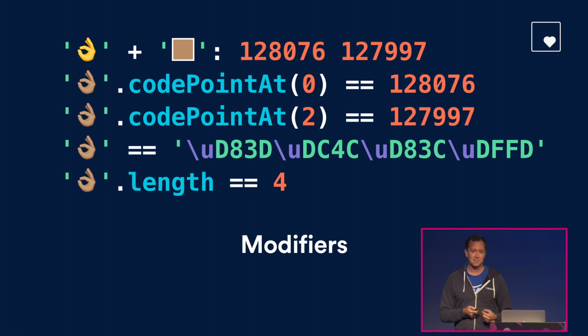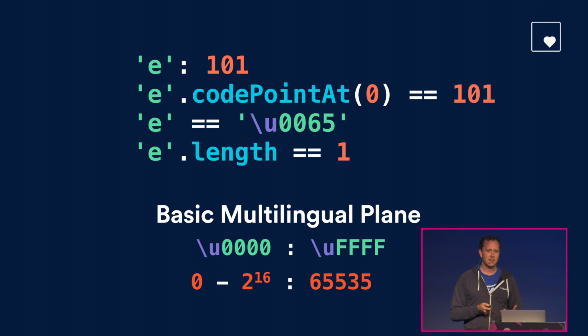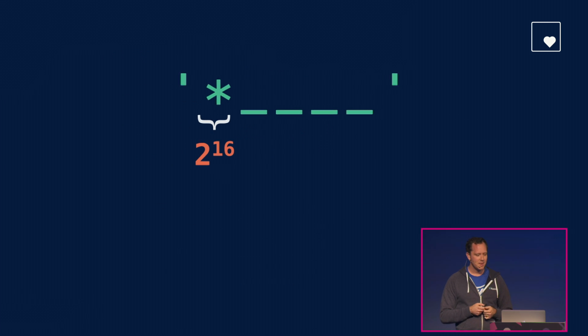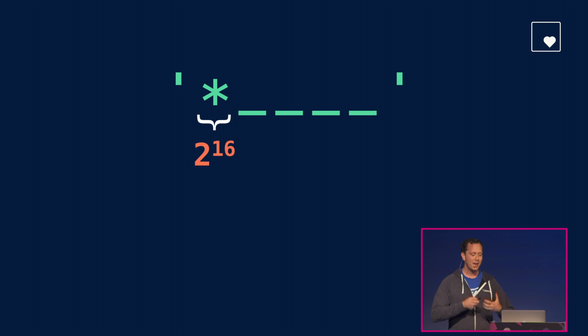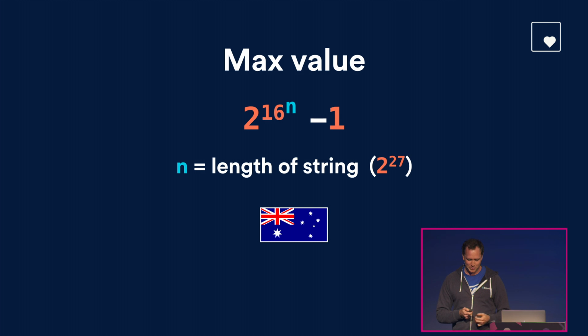So even though it looks to us like 1 character, JavaScript's calling it 4. So really the biggest things that we could store inside one slot of a string is anything from 0 to 2 to the power of 16. So we have 2 to the power of 16 possible different things that we could store in each of these slots.